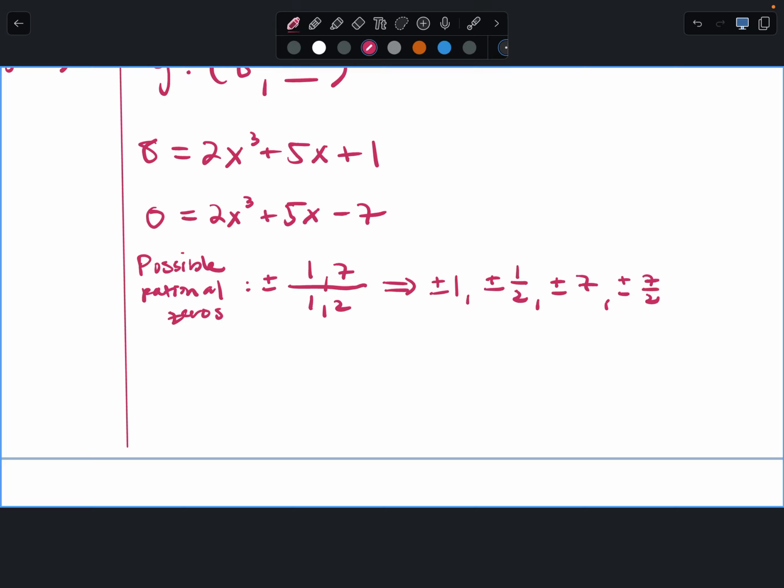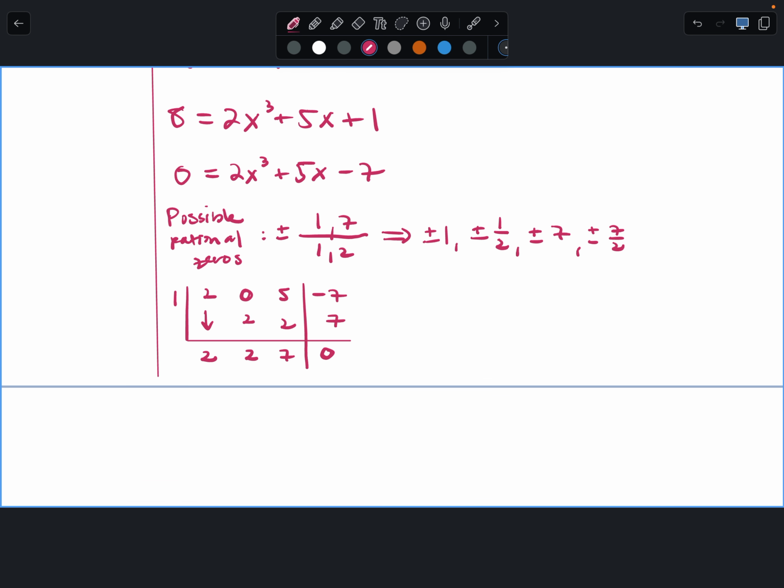It's usually a good idea to start with 1. So why don't we do 1? So if we're using synthetic division to test 1 to see if 1 is a 0, you put the coefficients of the 2x cubed. We need a placeholder for the x squared term. 5, -7, bring the 2 down. 2 times 1 is 2. Okay? So to rewrite this equation, we would have 0 equals, right?